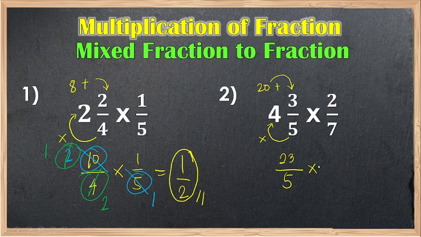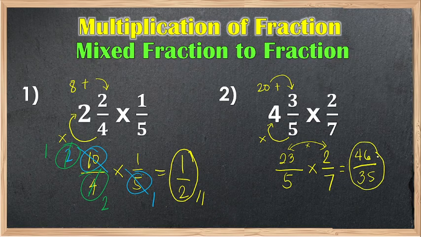And then multiply. Multiplied by 2/7. Is there any common factor between the numerator and denominator, diagonally or vertically? None. So therefore, proceed to the multiplication process. 23 times 2. The answer must be 46. Correct. Over 5 times 7. The answer is 35. So 46 over 35 is the final answer.